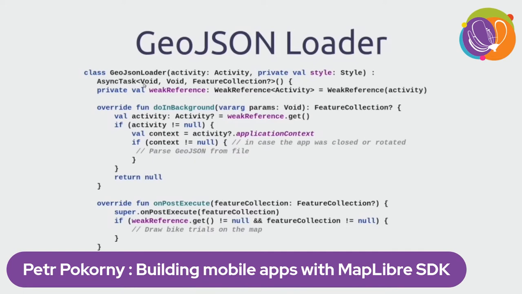The base class for this is AsyncTask with some generic arguments, which are specifying what data the task is working on. And then we are implementing two methods. One is doInBackground and second is onPostExecute. The first method will be run on a worker thread. And we will implement here the code for reading the GeoJSON from the local file, parsing it, creating a feature collection. And then there is the onPostExecute method, which the Android operating system will run on the UI thread. And in this method, we will implement code for adding the actual layer and source to the map.